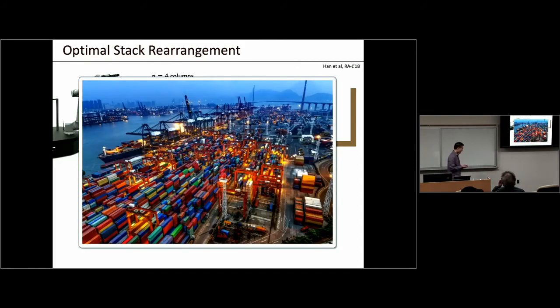Okay, so it actually has some practical relevance, right? For example, at shipping ports, you have these container carriers. They actually move containers in a similar way. These are essentially stored like stacks. You can only move the top one and so on.